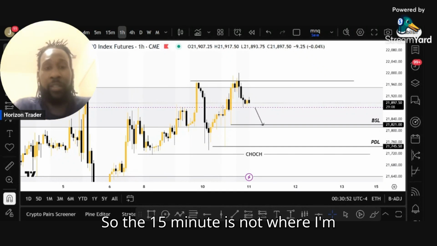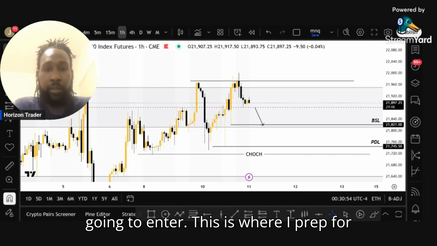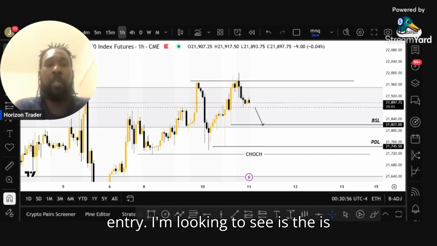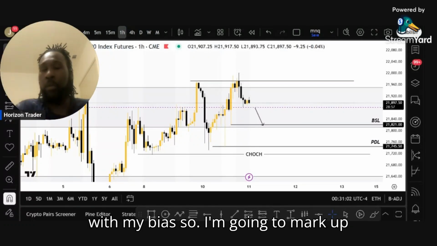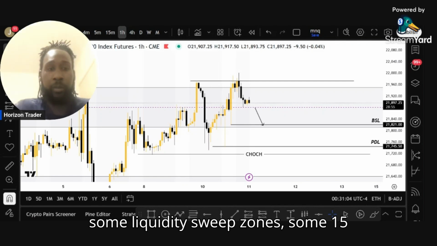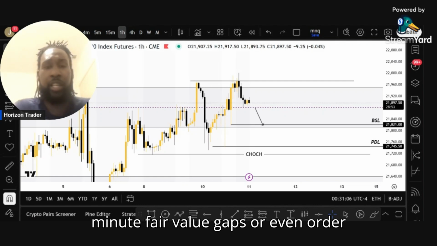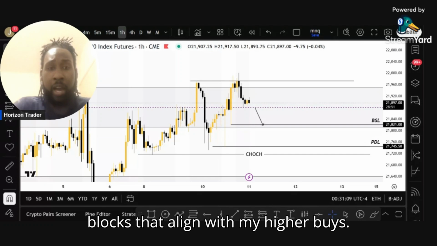So the 15-minute is not where I'm going to enter. This is where I prep for entry. I'm looking to see: is the algorithm engineering liquidity in line with my bias? So I'm going to mark up some liquidity sweep zones, some 15-minute fair value gaps, or even order blocks that align with my higher bias.